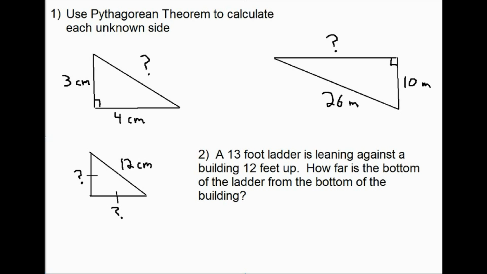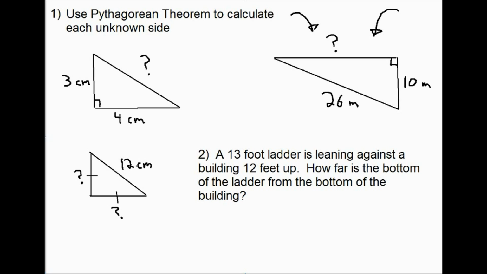With the second triangle here, you're given the hypotenuse and you're given one of the legs. So remember, the area of the square attached to the hypotenuse is always the biggest square. So you're going to have to think about what you do with the two areas there to get the area of the square attached to this side.